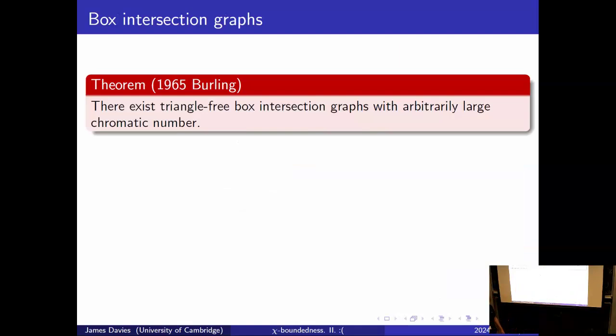Unfortunately, it's not true that these are chi-bounded. And actually, this is where Berling's construction originates from. Berling, using Berling graphs, showed that box intersection graphs are not chi-bounded. This is a triangle-free box intersection graph with a large chromatic number.